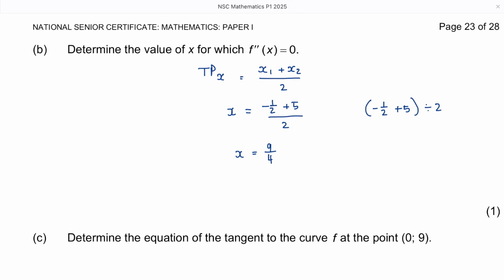And then once you do that, this x value that we want for the second derivative, or for the point of inflection, would be 9/4. And if you want to write that in decimal values, you can, 2.25. And that's it.